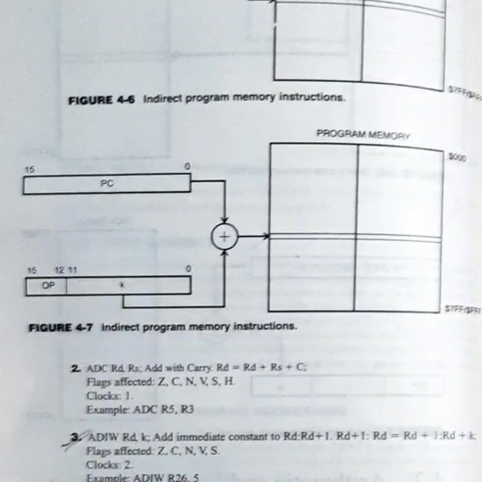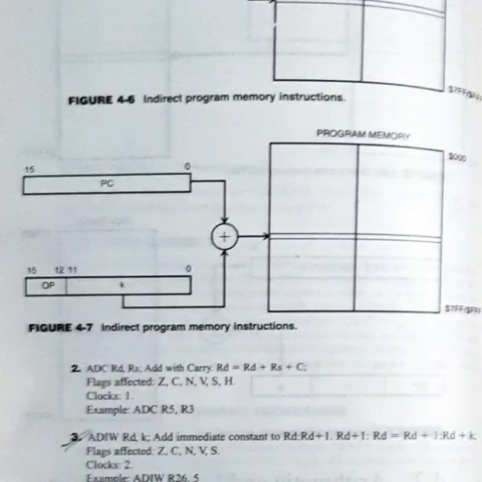Next is add immediate, ADIW: RD plus 1 and RD equals RD plus 1 and RD plus K, where K is the constant, and it uses 2 clocks. Next is the instruction SUB RD, RS: subtract without carry, RD equals RD minus RS, and clocks is 1. Then SUBI: subtract immediate without carry, RD equals RD minus K, K being the constant, and clock is 1.